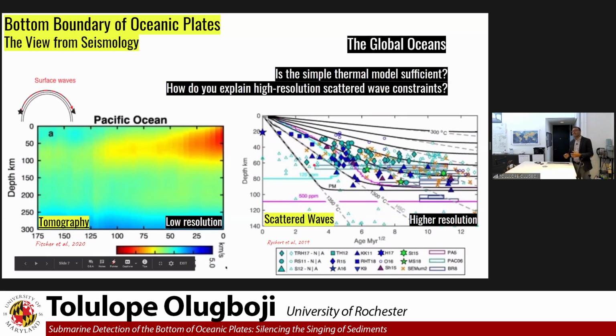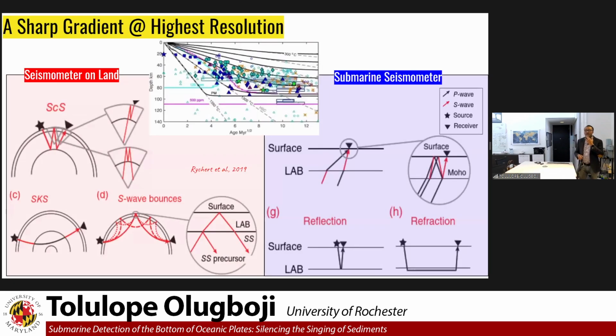But if you look at the higher resolution body wave view, you see a lot of conversions. And so here again are just symbols showing the depth at which you have a particular conversion, a transition from high velocity to low velocity. And the question is, if you take all these results and you overlay them on a thermal model, a half-space model, for example, how can you have conversions that seem to be at a temperature boundary, sometimes internal to the plate? You know, the question is, is a simple thermal model sufficient? And how do you explain these high resolution scattered wave constraints in the context of this simple thermal model?